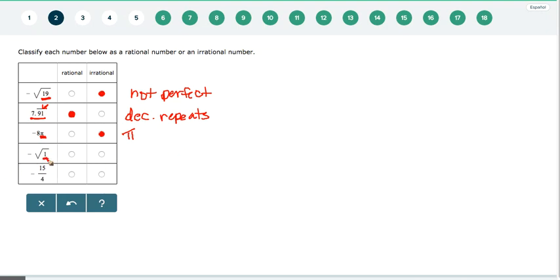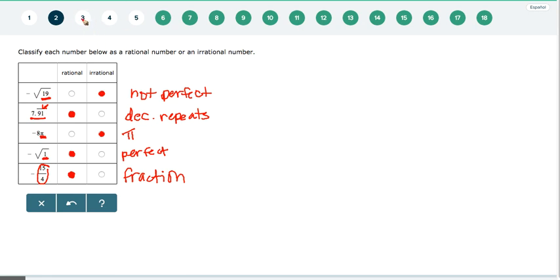Next up, another square root. This number inside is perfect. If I have a perfect square, it's automatically rational. The negative makes no difference. Okay, a negative sign does not determine rational or irrational at all. And the last one, I have a fraction. Because it's a fraction, it's automatically rational. Numbers that can be written as fractions are always rational. Okay, you'll have another one.